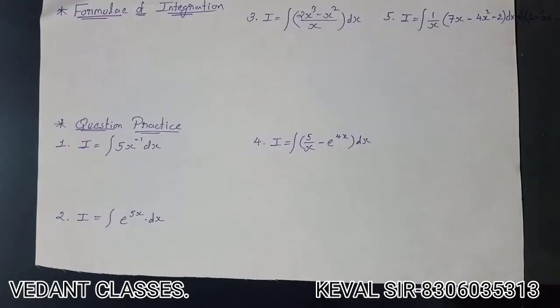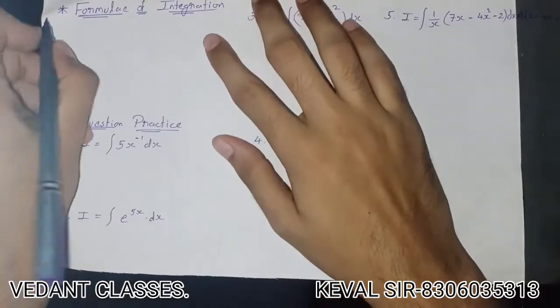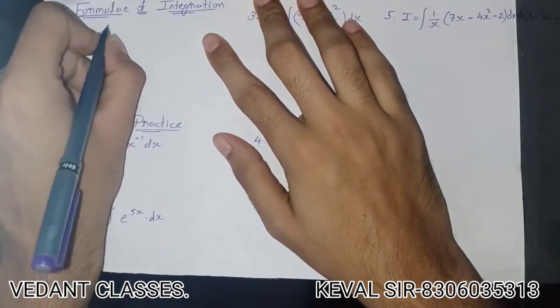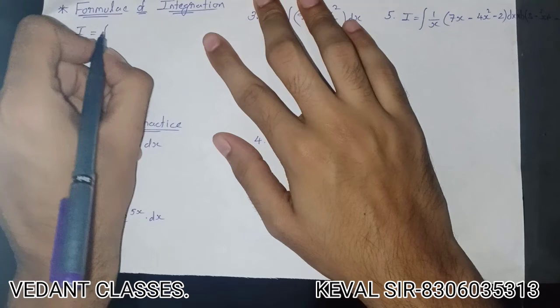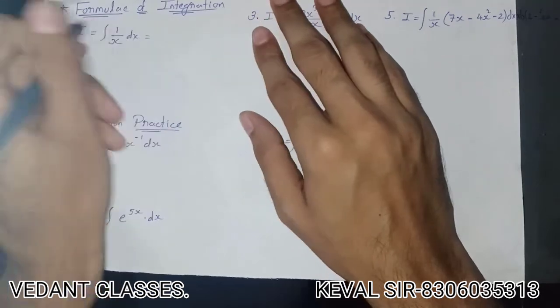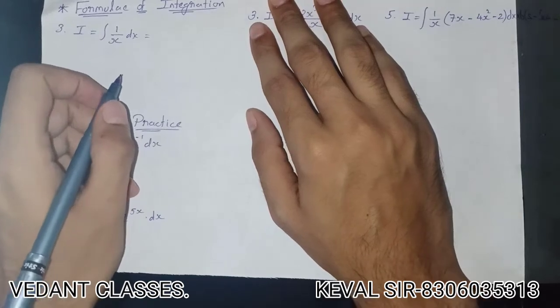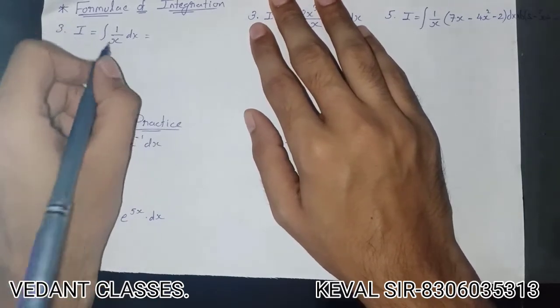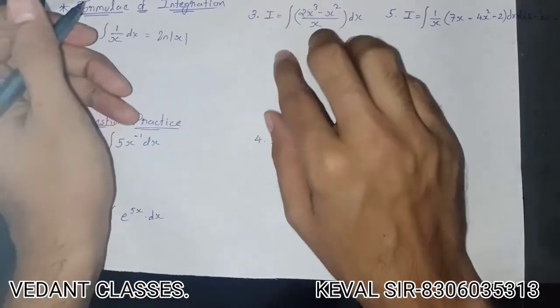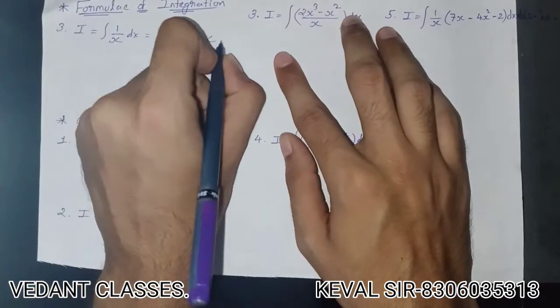Okay, now let's see a few more formulas of integration. So let's see the third formula. Third formula is for x raised to minus 1. So that will be integration of 1 by x dx. So if you remember, the differentiation of ln x is 1 by x. So integration of 1 by x will be ln mod x, because this value can never be negative, plus c.